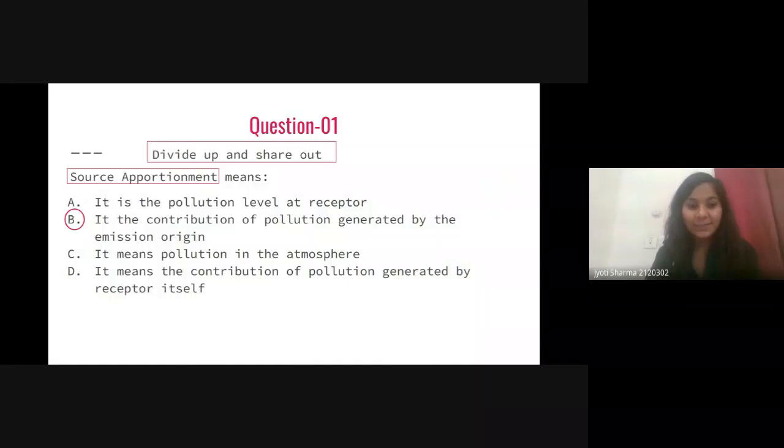And this means nothing more than this: if you see the dictionary meaning of source apportionment, it means divide up and share out. It means it is the contribution of a source. For example, if there is a factory related to iron, and you have some pollution in the atmosphere, how much pollution is that iron-related company contributing? So this is the source apportionment.